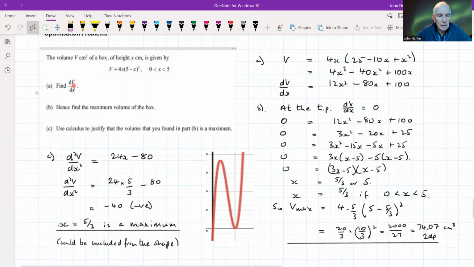So find dV/dx. Now we could draw this. And in fact, what I've done, again using Desmos, is draw this graph here. So V is the vertical axis. We've got x, the height, which is the independent variable along here. Now we are interested in between 0 and 5, and 0 and 5 are there and there, those 2 points there.